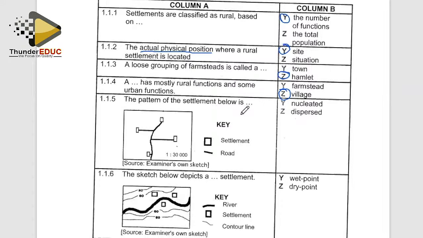The pattern of the settlement below, what pattern is there? Remember, when we're looking at pattern, it's either nucleated or dispersed. Nucleated in the sense that households are close to each other, and dispersed settlement meaning that they are in isolation, one on its own away from each other. So if we look at our examiner's sketch there, we can see that the scale is 1:30,000, which means that for every 1 centimeter that we measure on that particular sketch, the actual ground distance will be 300 meters or 0.3 kilometers. So if we check those settlements there, they are away from each other. They are dispersed.